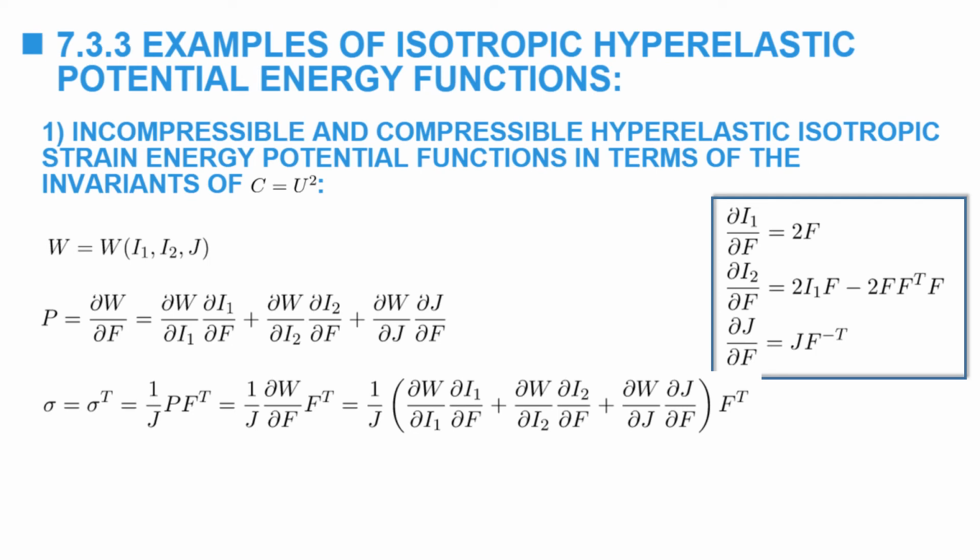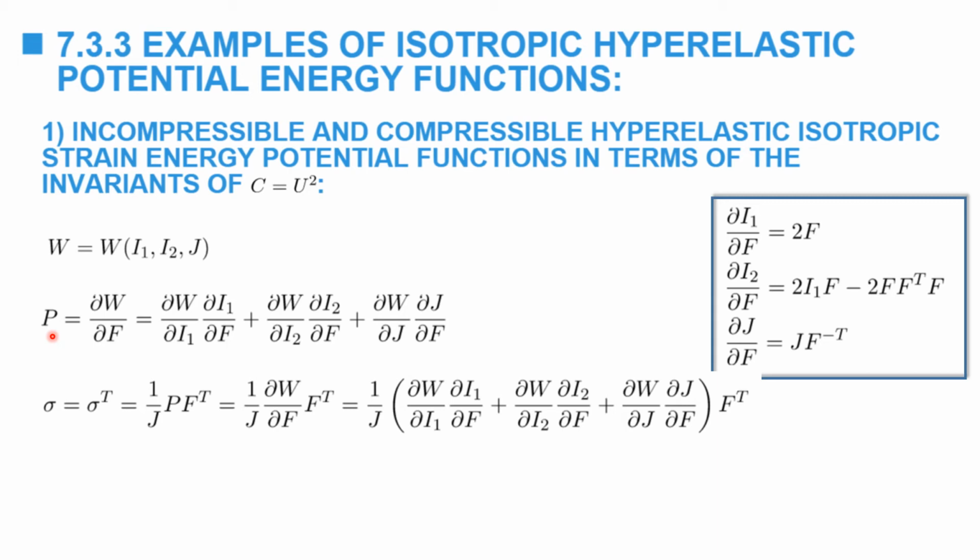The first form that we are going to present is the form where the energy is written in terms of the first two invariants of C, namely I1 and I2. The first invariant of U squared is F transpose F, and the second invariant of U squared is the second invariant of F transpose F. J is the determinant of F.